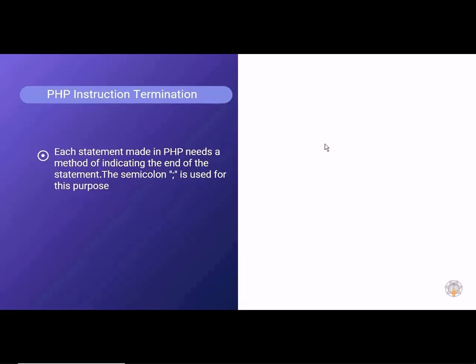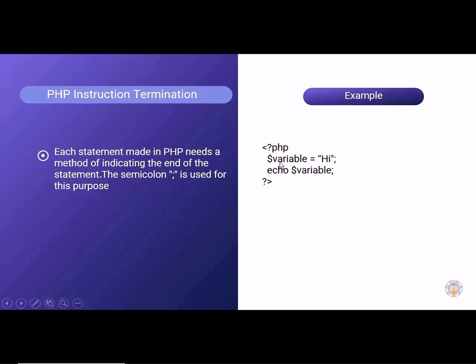So let's see an example now. Here in this example we declared a variable and we assigned a value to it. Now this is one instruction and the semicolon is used at the end of that instruction, that is, it indicates that this instruction is terminated now. So this is how we use instruction termination in PHP.